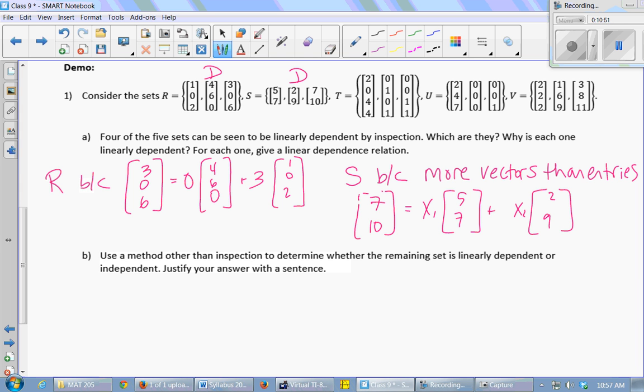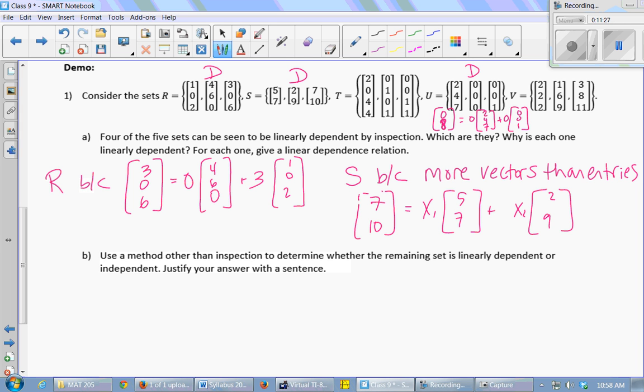Dependent or independent? Dependent, how come? It has the 0 vector in it. So I can always write 0, 0, 0 as a linear combination of the other 2 vectors by making the weights 0. So this one's definitely dependent, right? Because anytime the 0 vector is in the set, you can write the 0 vector as a linear combination of all the other vectors using all your weights as 0.